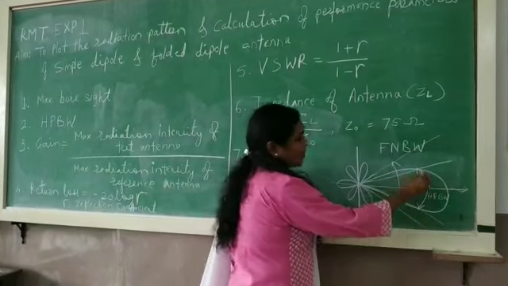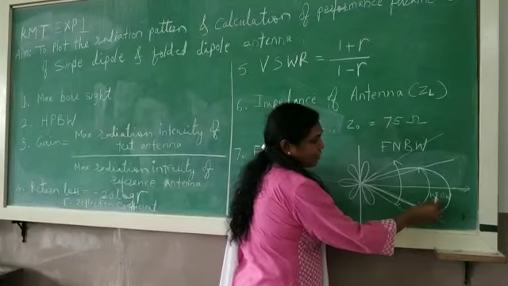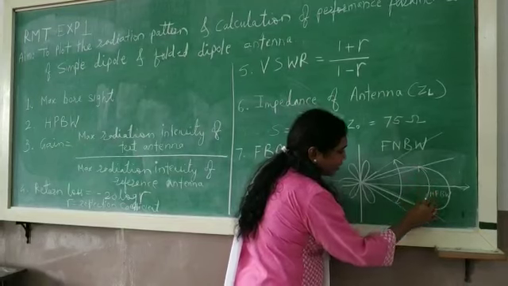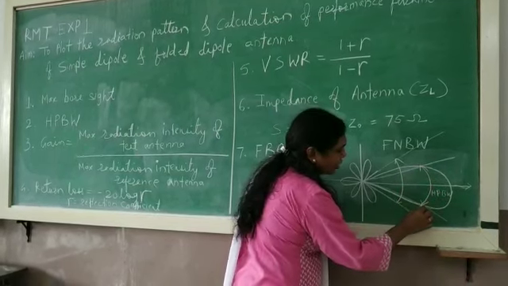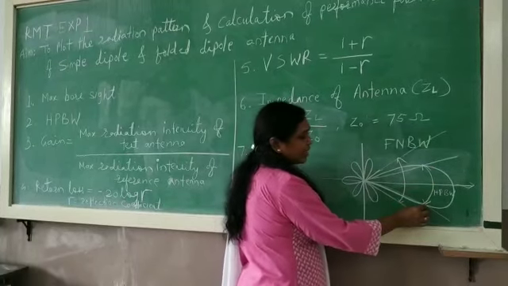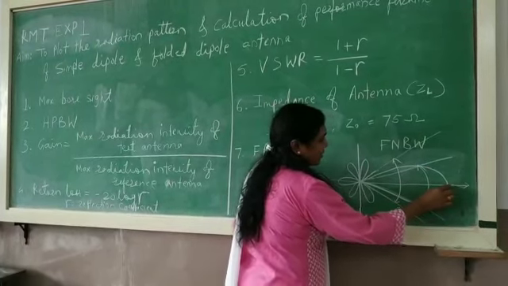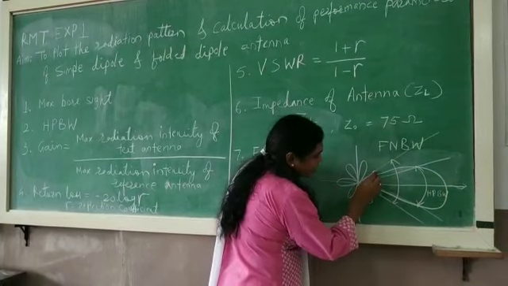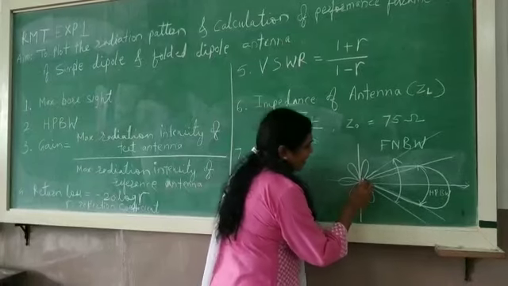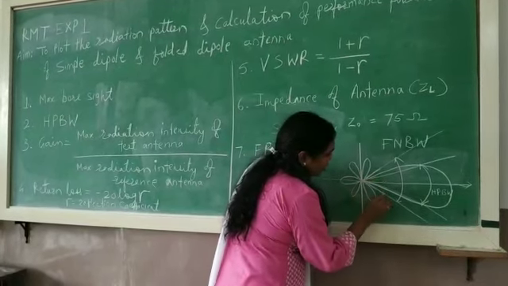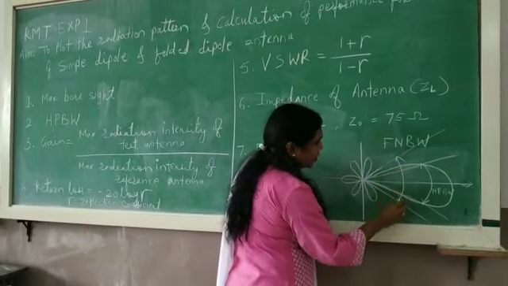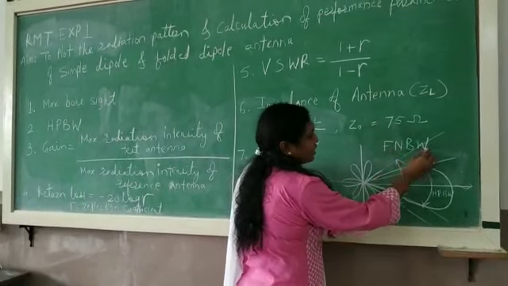Then from the main lobe we can calculate the half power beam width. Half power beam width is nothing but the angular displacement or angular spacing between two points where the radiated power is half of the maximum power. Then this point is called the null. Null means the radiated power is 0, and these two nulls are called the first nulls. The spacing between these two nulls is nothing but the first null beam width.